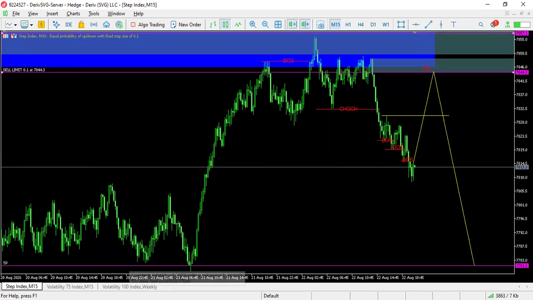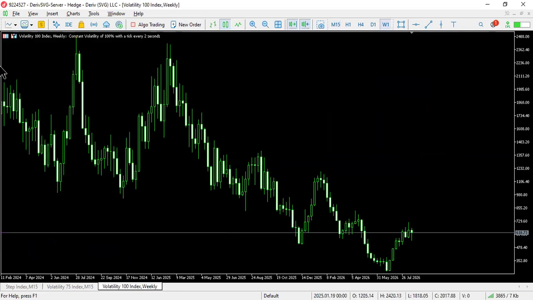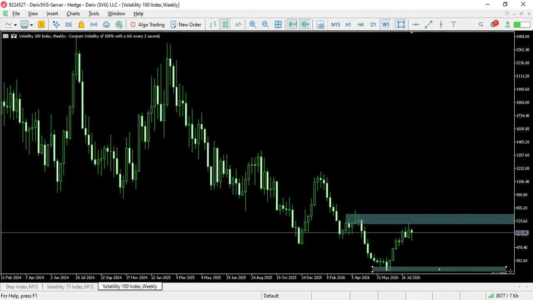Now, moving over to volatility 100. From the weekly time frame, you can see price is bearish as it's forming lower lows and lower highs. Now, we have price reacting from that supply. And then we have a demand zone right here. Therefore, we're going to be looking for selling opportunities from that supply until this demand.